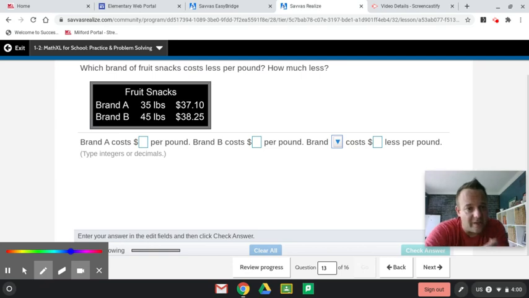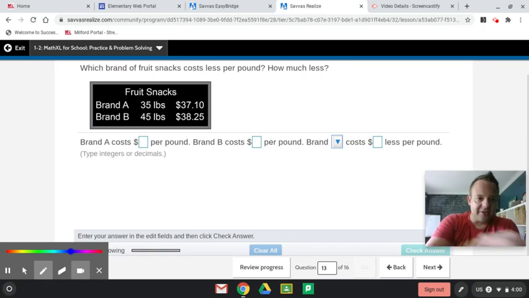So we have brand A is 35 pounds for $37.10, and brand B is 45 pounds for $38.25. What you need to do is find the price per pound, and then we're going to see which one's the better buy. Okay. So whenever you find price per pound, you're doing money divided by quantity. Remember, money divided by quantity.